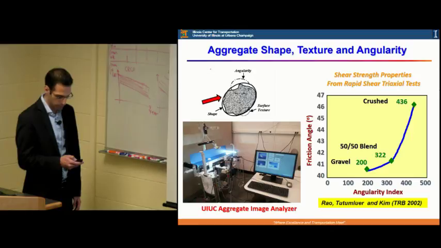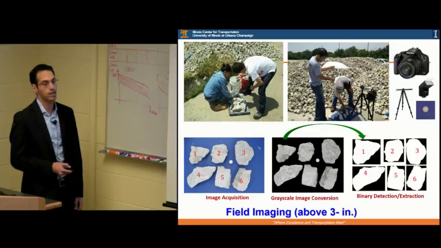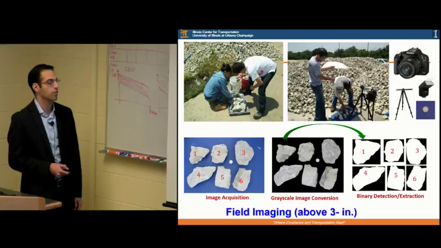This machine we use for aggregates up to 3 inches in size and retained on number 4. Because some of the materials were larger, as I mentioned, up to 6 or 8 inches in size, field imaging techniques using the same routines were used to get the shape properties of materials above 3 inches. This is done by putting those large rocks on a mat, taking pictures of them, doing the grayscaling and the thresholding, and then calculating these properties.